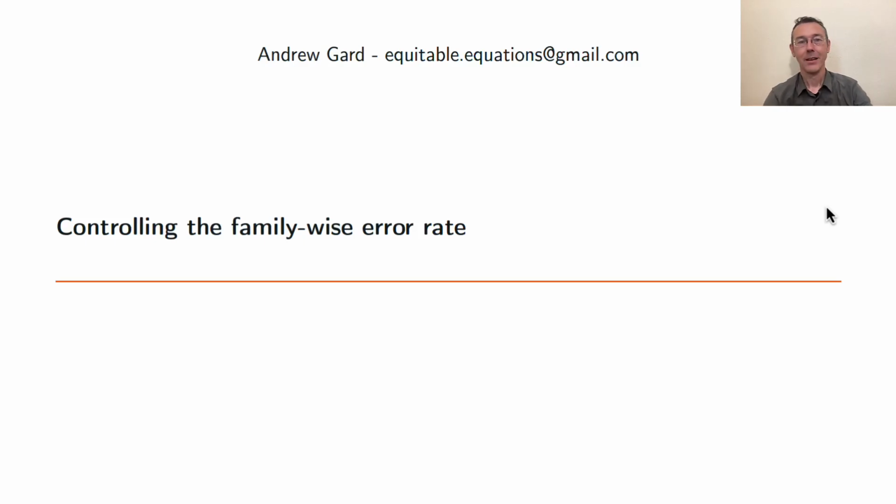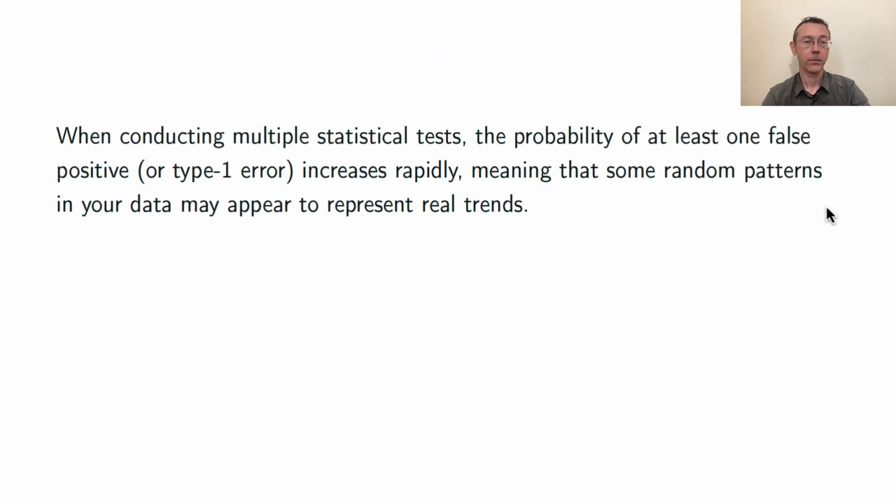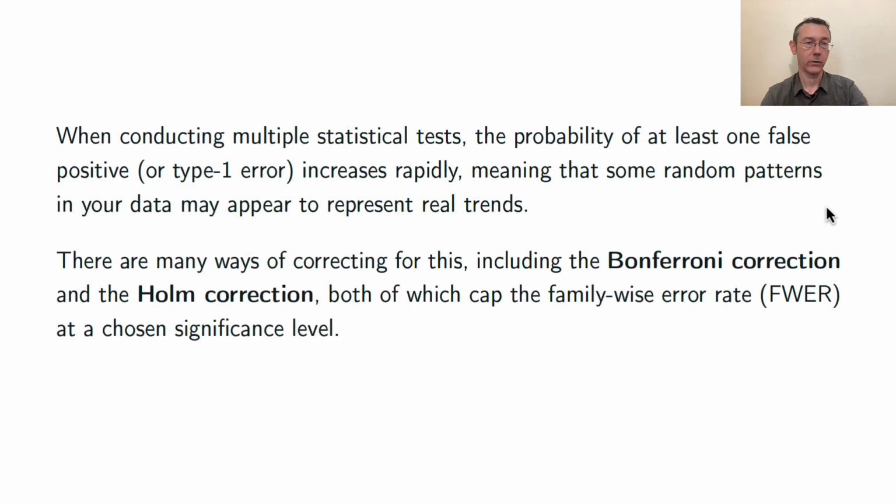Hey everybody. Today we're talking about controlling the family-wise error rate when running multiple statistical inferences. When you're running more than one statistical test, the probability of getting at least one false positive, or type 1 error, increases rapidly, meaning that some random patterns in your data are likely to appear to represent real trends if you just look at the p-values.